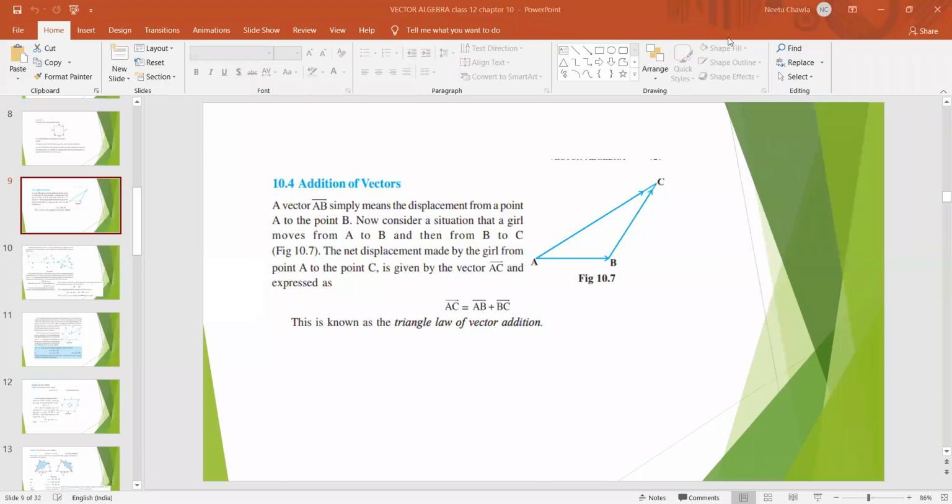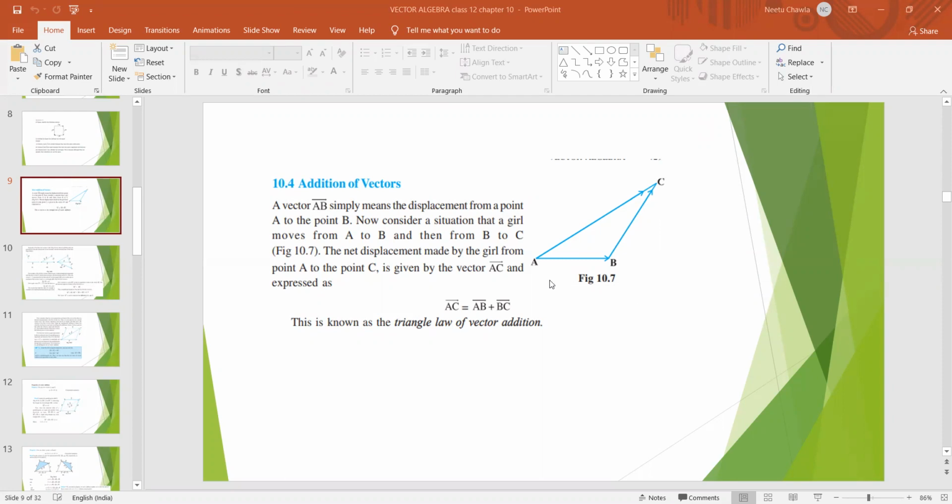So this is our second video of the chapter Vectors, class 11. We had already done 10.1, where we learned what vectors are. Now we'll see the basic addition and subtraction of vectors.